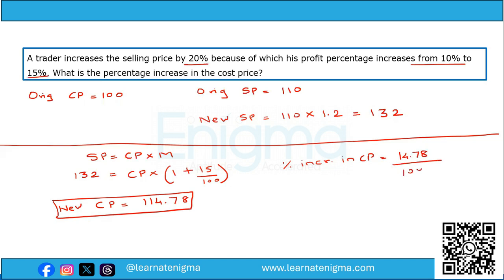Original cost price is 100 and into 100. So 100 gets cancelled out. The percentage increase is 14.78 percent.